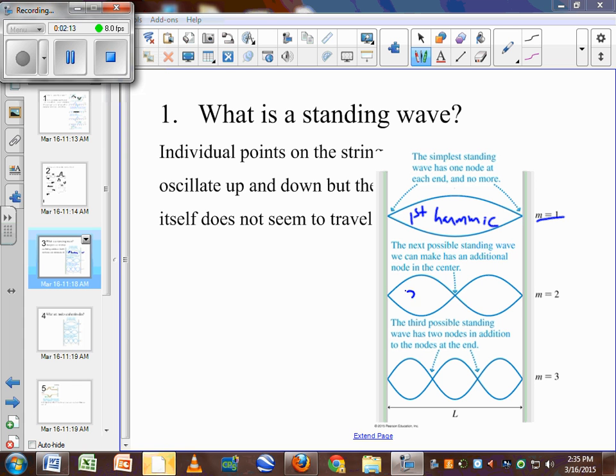This is the second harmonic, m equals 2. And this is the third harmonic, m equals 3. And so each of these is a standing wave, and you'll notice that there's destructive and constructive interference occurring. There's destructive interference right here where a node occurs, and then there's constructive interference right here in these sections, and then that's destructive here and destructive here where the other node is.